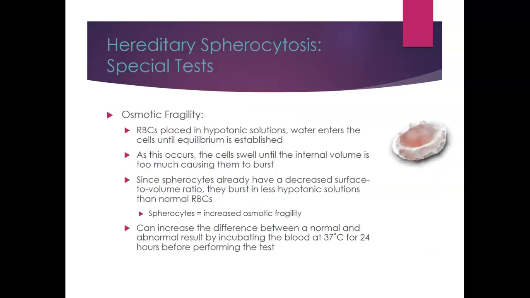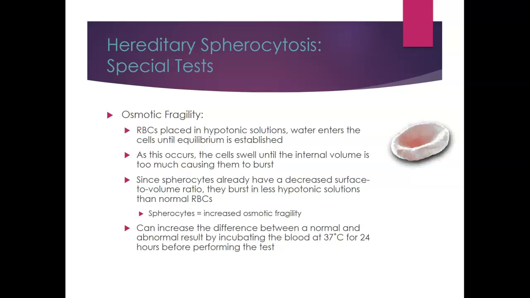All right, so what is the osmotic fragility? With this, the RBCs are placed in a hypotonic solution. It's usually a hypotonic saline solution. So think of saline with a little bit of water added to it. When this happens, water enters the cells until equilibrium is established. As this occurs, the cell walls usually swell and the internal volume causes them to burst.